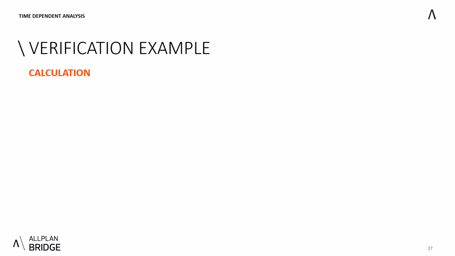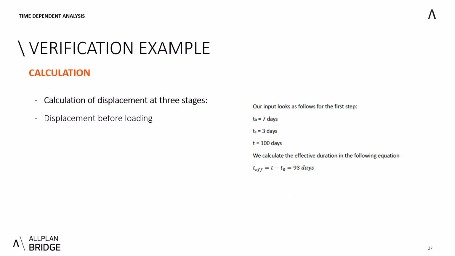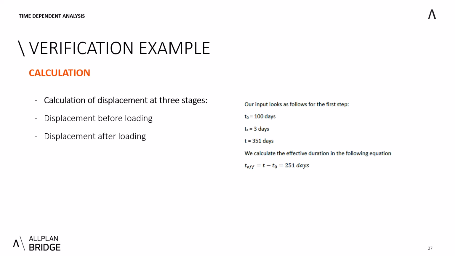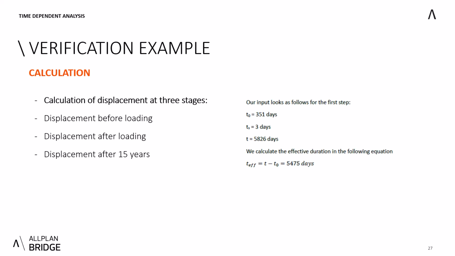So let's take a look at the calculation. The calculation of displacements is done in 3 stages. First of all, we do it before loading, where we have an effective duration of 93 days. Then after loading with an effective duration of 251 days, and the displacement after 15 years, so calculated in days, this means 5,475 days.